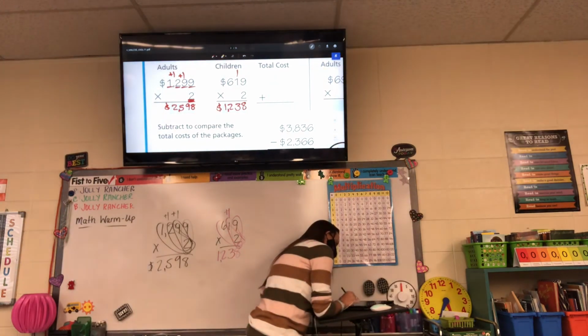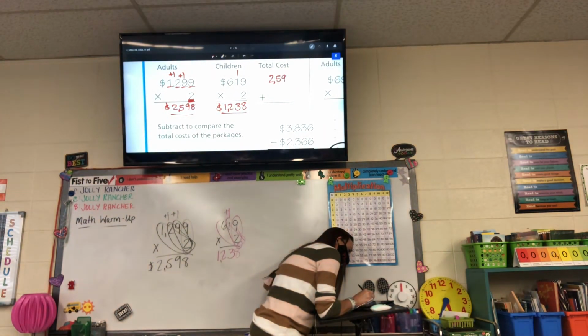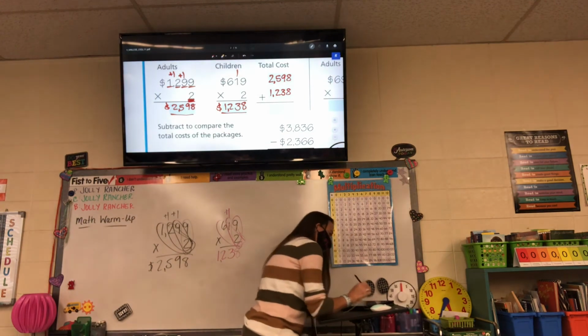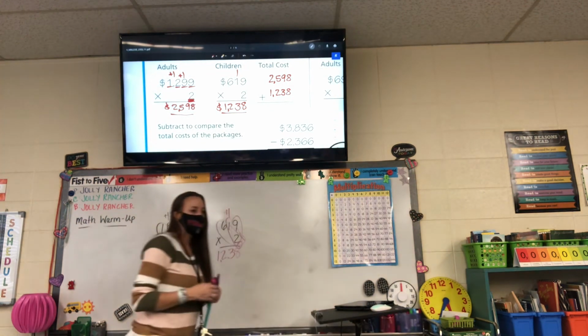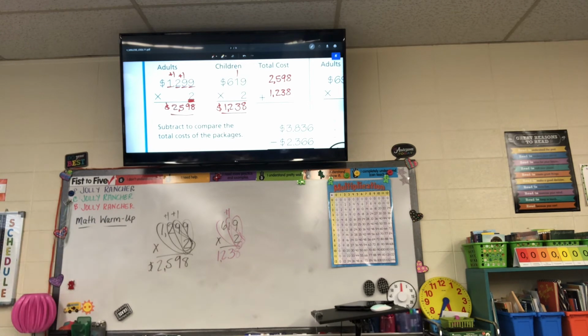Now the adults cost this amount, the kids cost this amount for package A. So over here we're going to plug in the adults, and then we're going to plug in the kids, and then we're going to add them up to figure out how much that package costs in total. So that makes sense, right? You figure out the adults, then you figure out the kids, then you got to add them together.